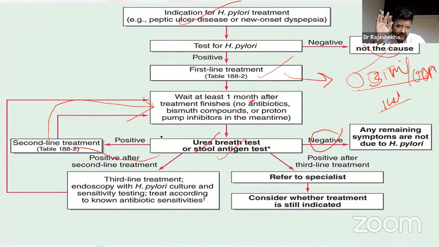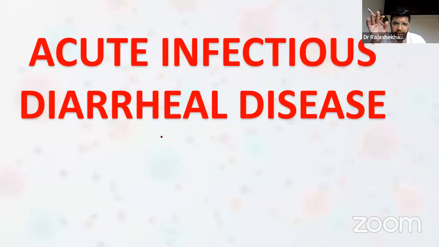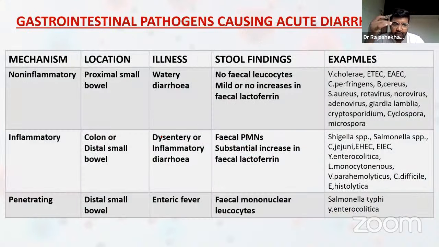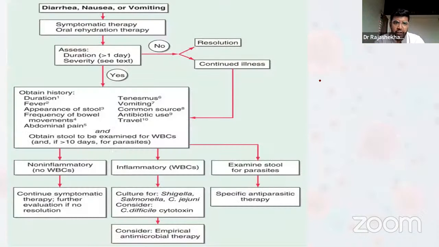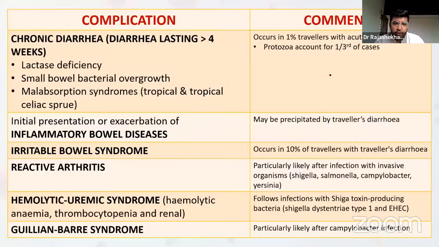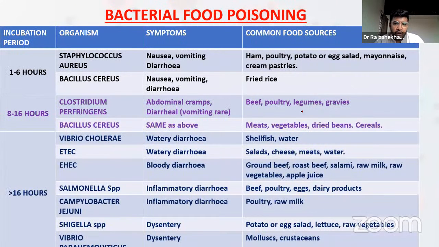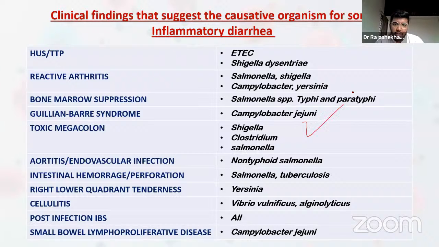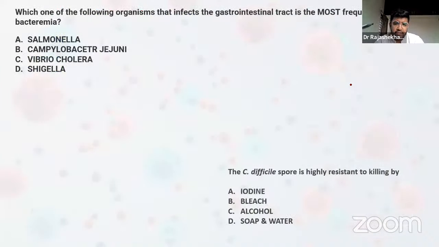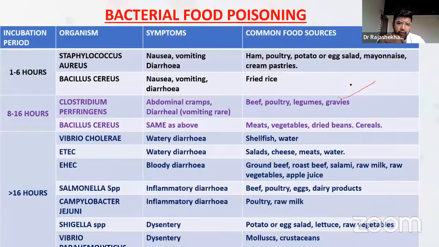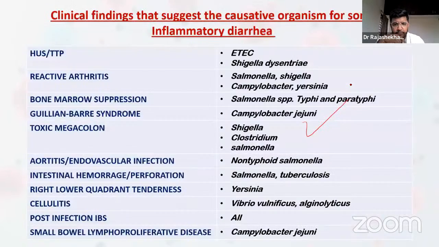So this is in particular about H. pylori. In this particular slide, I have also given the important slides pertaining to acute infectious diarrheal diseases, which you must revise before going into any entrance exam, because of the standard questions, especially the types of acute infectious diarrhea, how the treatment is done, what the complications of acute infectious diarrhea are, traveler's diarrhea, what the organisms are, what the most common organism is, and what the treatment of traveler's diarrhea is, what bacterial food poisoning is according to the duration, the complications of inflammatory diarrheas, and some questions I have given. So you can get back to me if there is any doubt regarding these things.